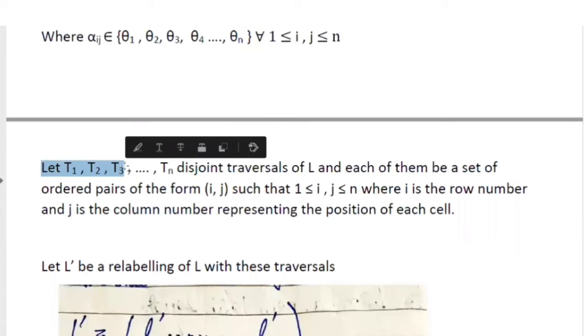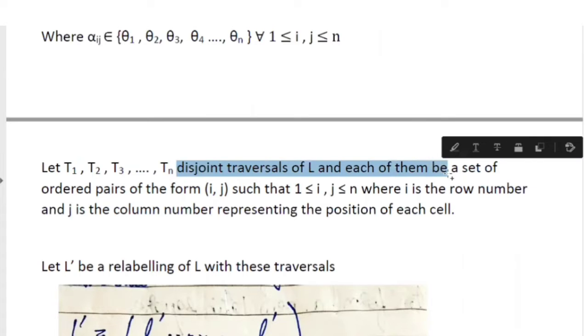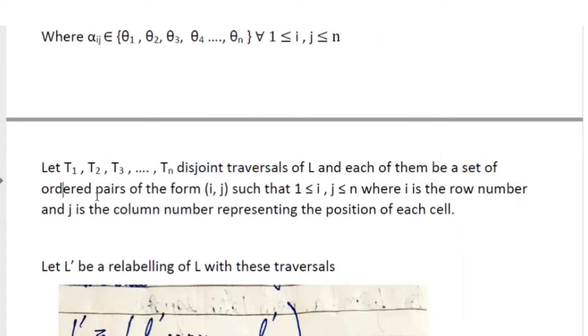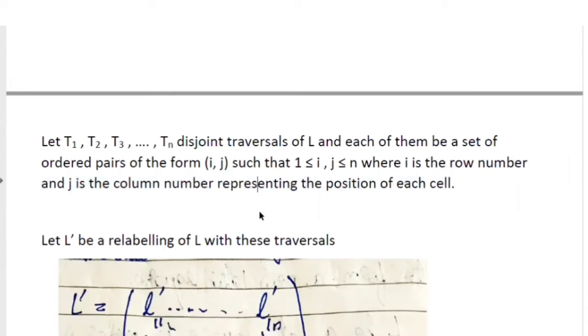And we are given that this Latin square L has n disjoint traversals. We shall assume these traversals to be T1, T2, T3, and so on till Tn, which are disjoint traversals of L, and each of them is a set of ordered pairs of the form (i, j), such that both i and j are in the range 1 to n. i is the row number and j is the column number, representing the position of each cell, which should belong to the Latin square.